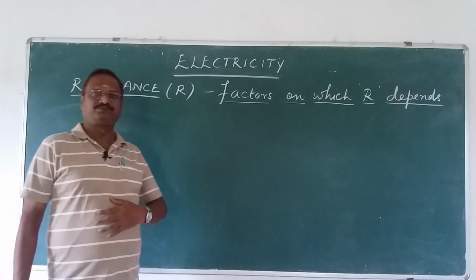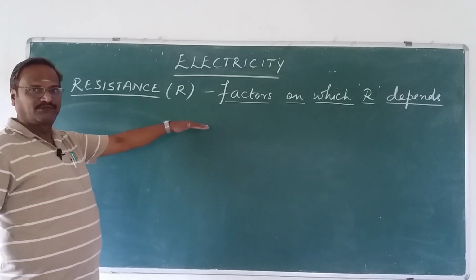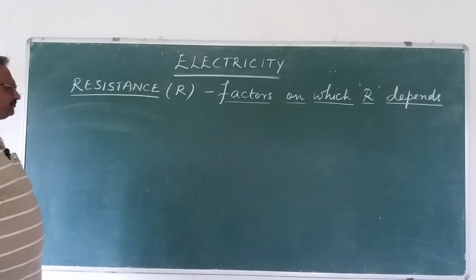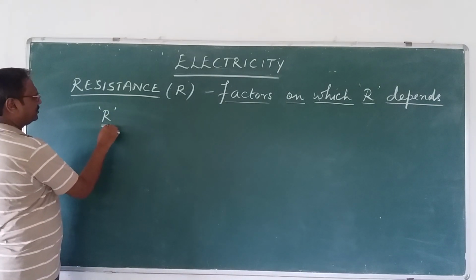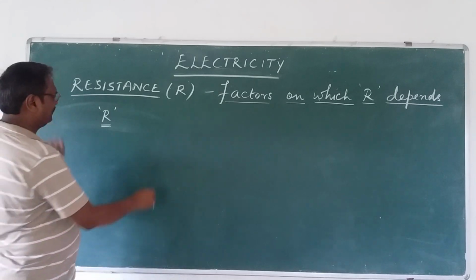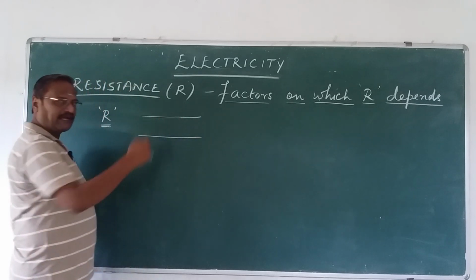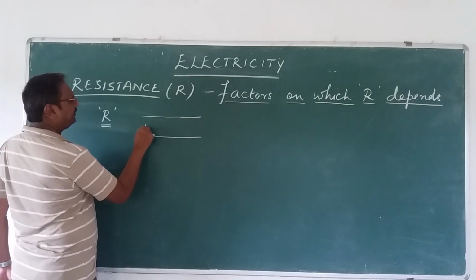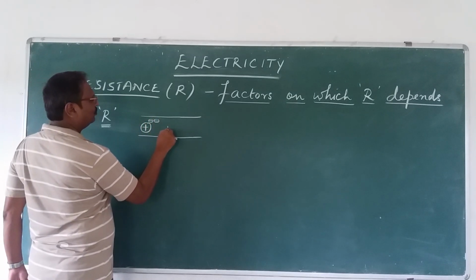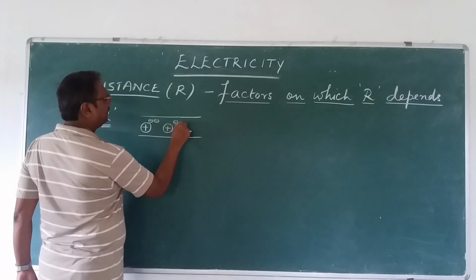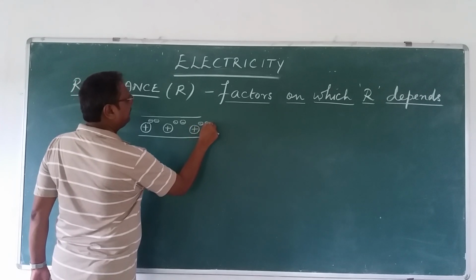In this video, we will study the factors on which resistance depends. We already know resistance is the obstruction to current flow. We take a piece of wire and find that it consists of atoms: the positive ion and the free electron, positive ion and the free electron, and so on. Let me take till this point here.